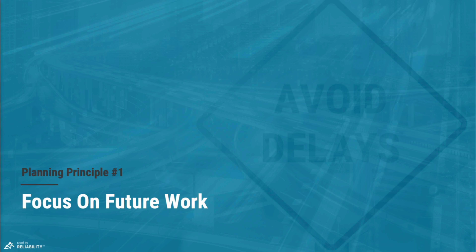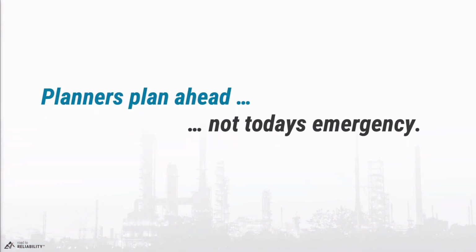Right. The first principle we'll discuss in more detail is that your planner needs to focus on future work. And what this principle tells us is that planners should always be looking at the work ahead of us, not today's emergency, because if you let your planners deal with the problems of today, they will no longer plan your future work. And if your future work is not planned and properly prepared, your maintenance crew will experience the waste and delays we talked about earlier. Without your planner focusing on the future, you will not be able to increase productivity. So, planners plan ahead, and they do not work on today's emergency.